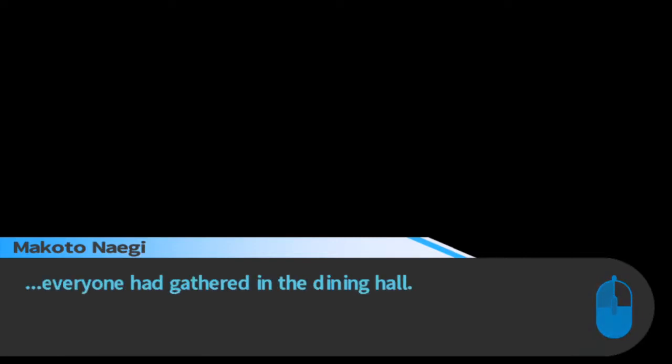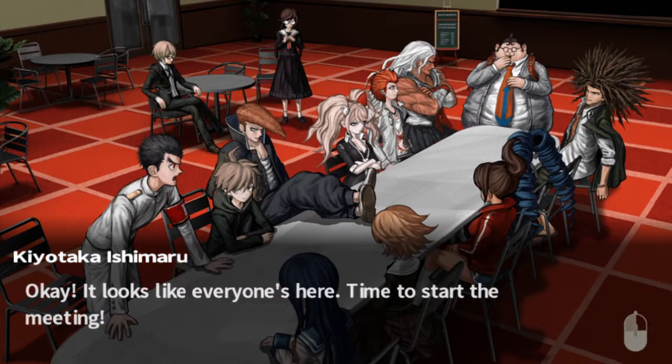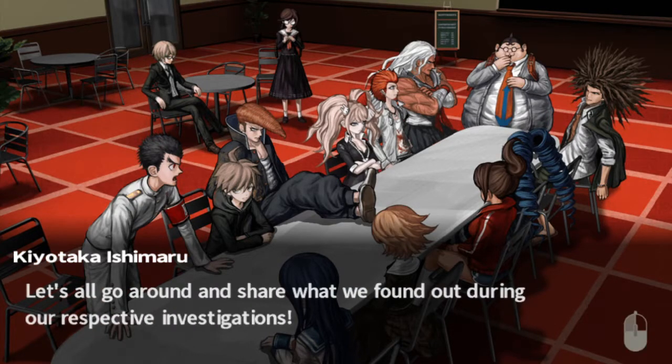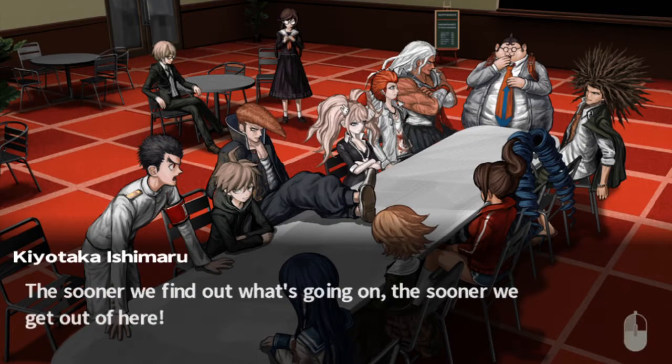And soon after that, everyone else came strolling in, one after another. After a few minutes, everyone had gathered in the hall. Okay, it looks like everyone's here. Time to start the meeting! Let's all go around and share what we found out during our respective investigations. The sooner we find out what's going on, the sooner we get out of here! He would be the one to lead the meeting. Also, Bianchi had Toko just off on their own over there. He just really likes to be heard.